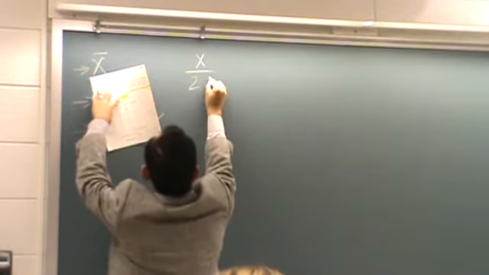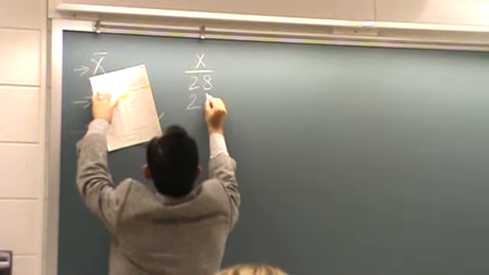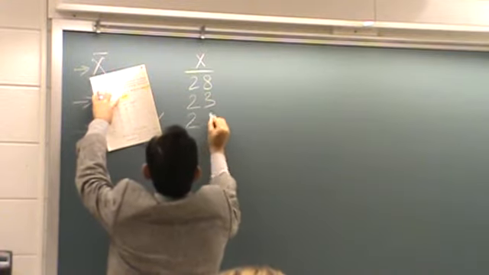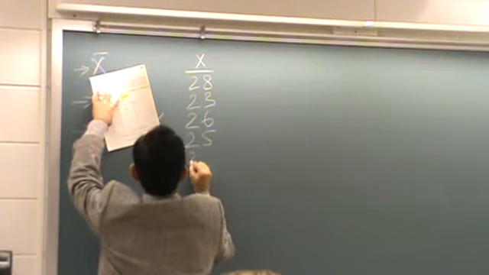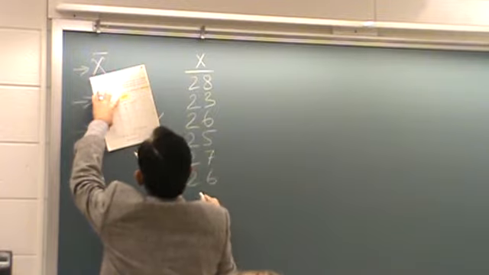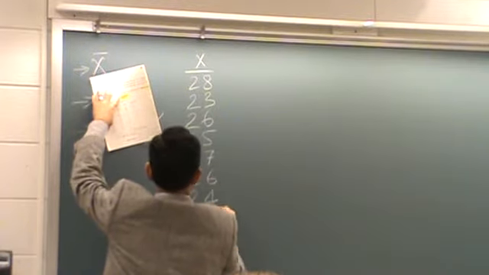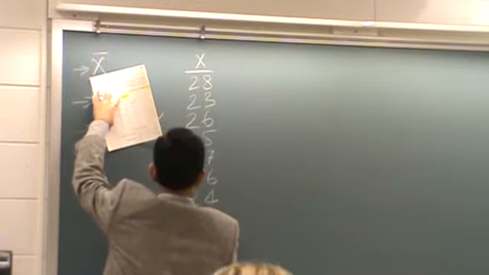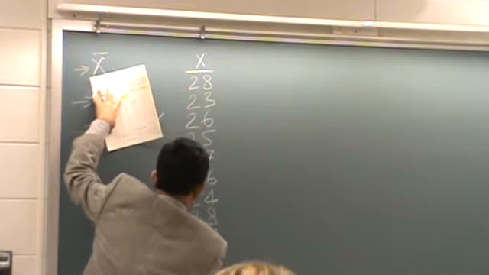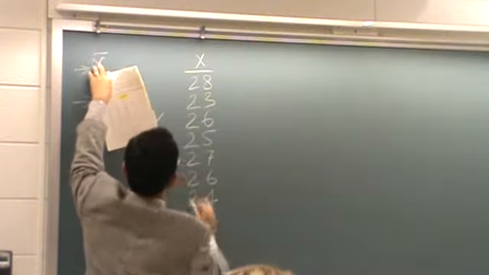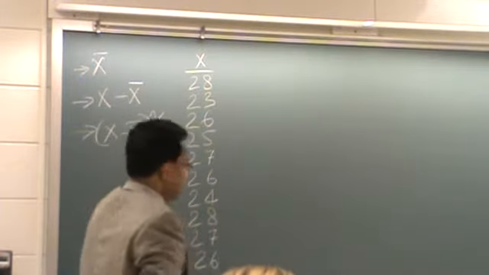We have 28, 23, 26, 25, 27, 26, 24, 28, 27, 26. So we write down all these values in the first column.